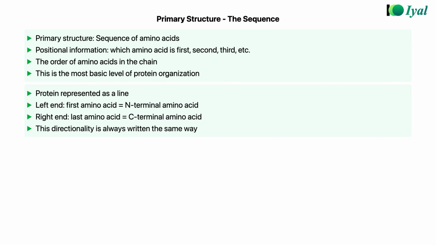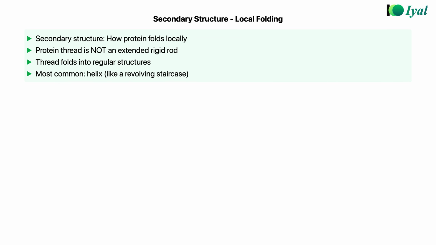It's a convention that helps us communicate clearly. Now, a protein doesn't just exist as a straight line. It folds. We call local folding patterns secondary structure. The most common secondary structure is a helix. Imagine a spring or a revolving staircase.